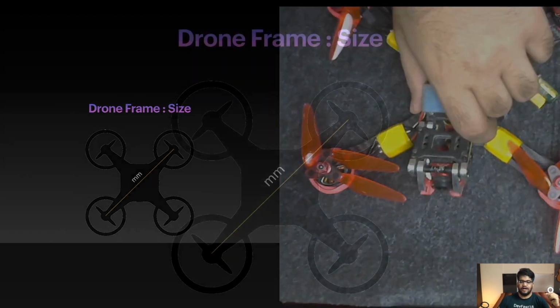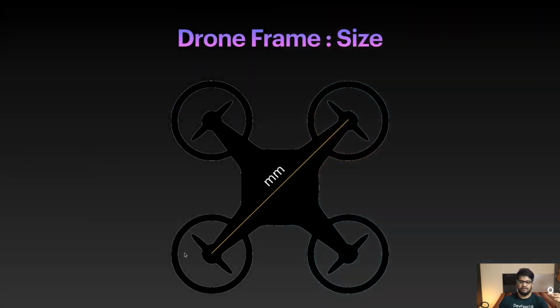If you already know that you want a drone which runs a propeller of, let's say, 5 inches, then the 250 class is a good class to go with. If you want a drone which can rotate, let's say, 8 inches of propeller, then you might need to go for a bigger frame like the 450 class and so on.